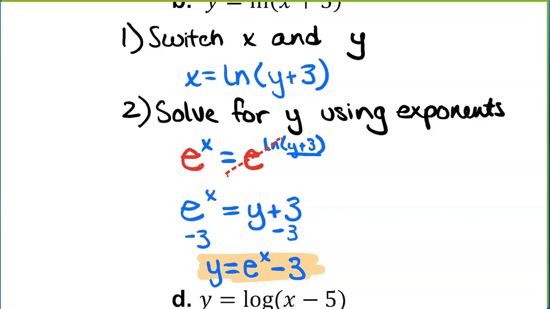So again, if you start with an exponent, your final answer will have a logarithm in it. If you start with a logarithm, your final answer will be an exponent. Okay? The only difference there is that you're going to go both ways. Any questions about that one?